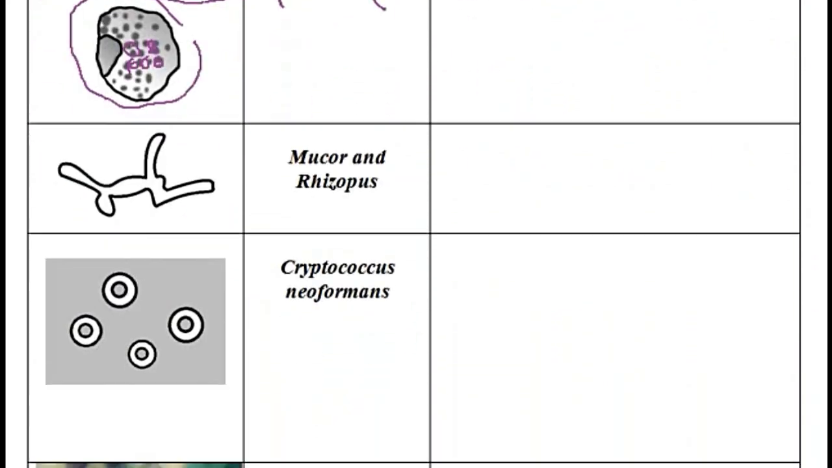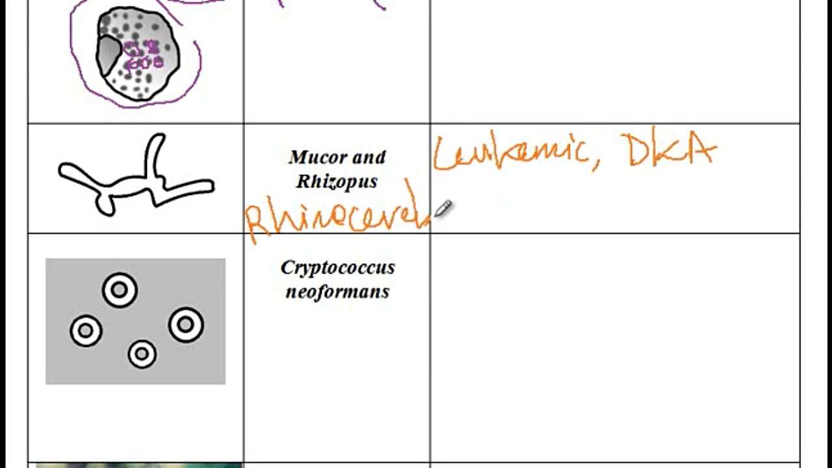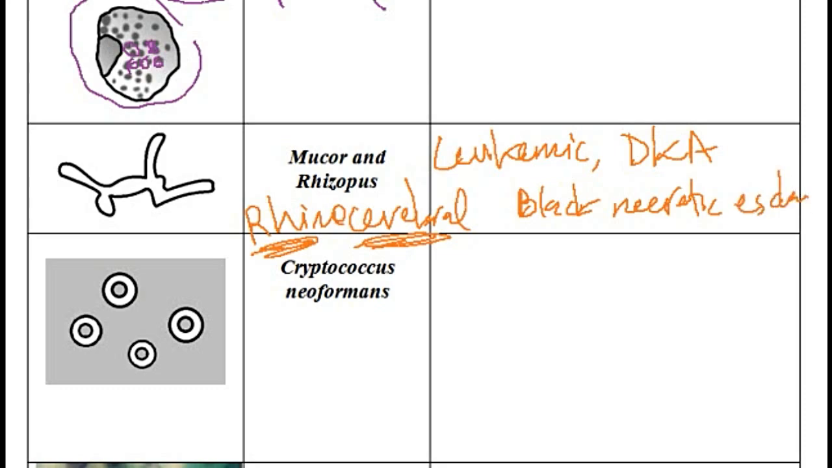The next organism is Mucor and Rhizopus, which is found in leukemic or diabetic ketoacidosis patients, and it can cause a rhinocerebral infection. So from the cribriform plate, the fungi can infect the brain and cause a black necrotic eschar.